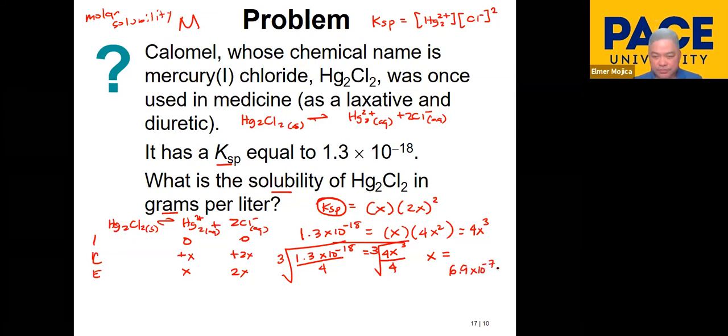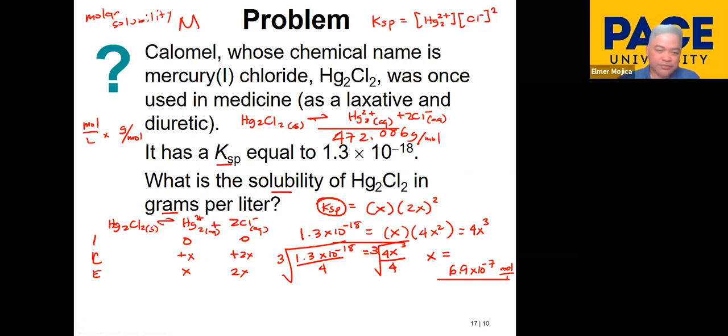But that is in terms of moles per liter. So you're not yet done, okay? Because the one that's being asked is grams per liter. So what are you going to do? So you have moles per liter. All you need to do is multiply it with grams per mole, which is your molar mass. Okay? So the molar mass of your mercury chloride would be around 472.086 grams per mole.